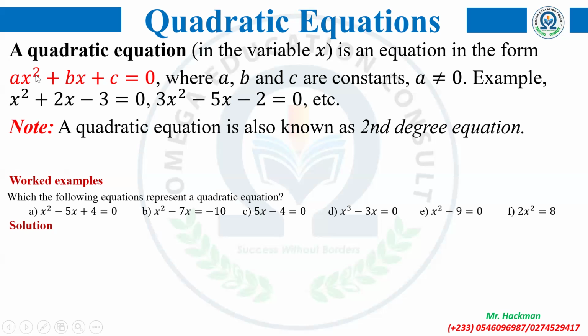If the highest power is 3, it will be third degree. If the highest power is 4, it will be fourth degree. If the highest power is 1, then it will be first degree, which is the linear equation. 3 will be a cubic equation. However, today we are restricting whatever we are doing to the power 2, which is the second degree.